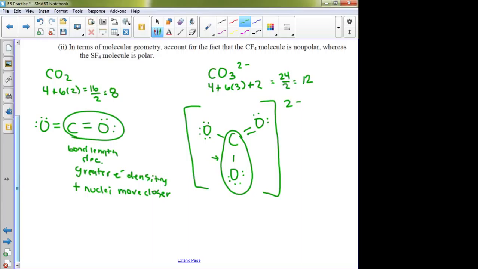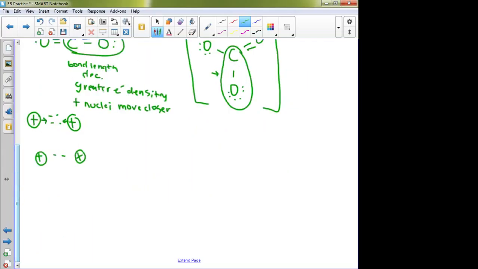And I did it like this earlier. Imagine I've got a positive here and a positive here, and then another positive here and another positive here. I put 4 negatives, I put 2 negatives. Which one are the positives going to move closer to? The 4 negatives, right? So these are going to move in closer than these at the bottom are. Does that make sense? Do we understand that? That's how the electron density causes the bond length to shorten.